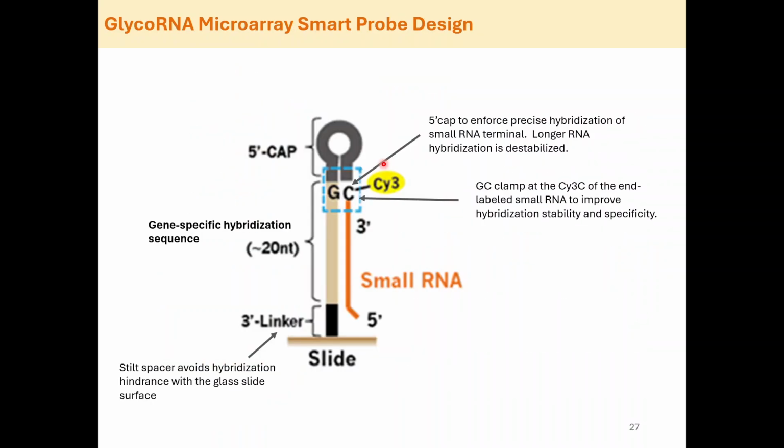The glycoRNA microarray probes have a terminal hairpin feature to enforce precise hybridization of small RNA terminal. Longer RNA hybridization is destabilized. A GC clamp at the Cy3C end of the end-labeled small RNA is designed to improve hybridization stability and specificity. The stilt spacer avoids hybridization hindrance with the glass slide.